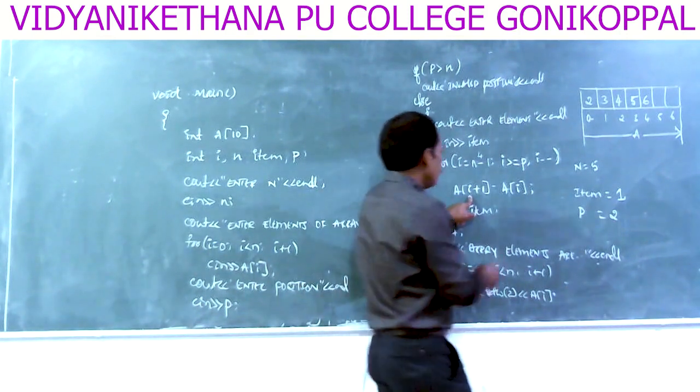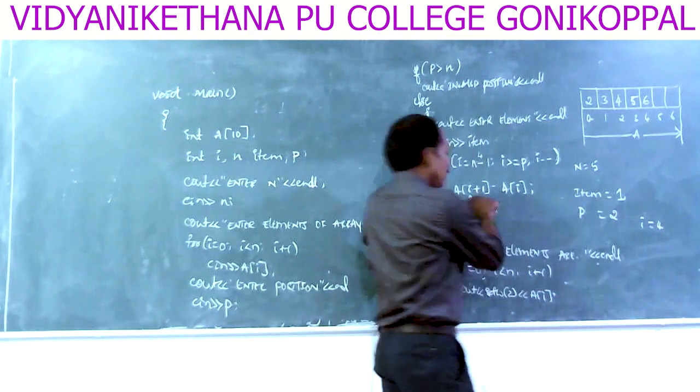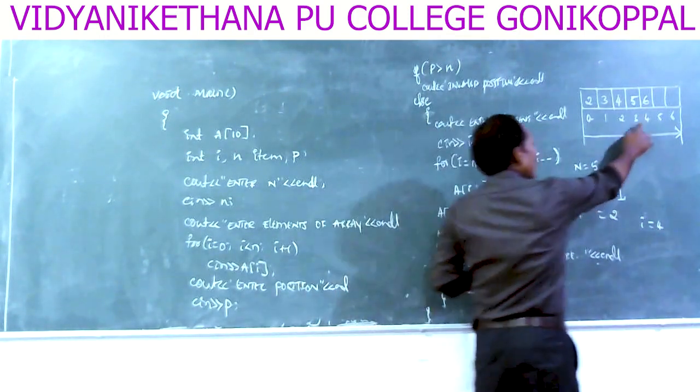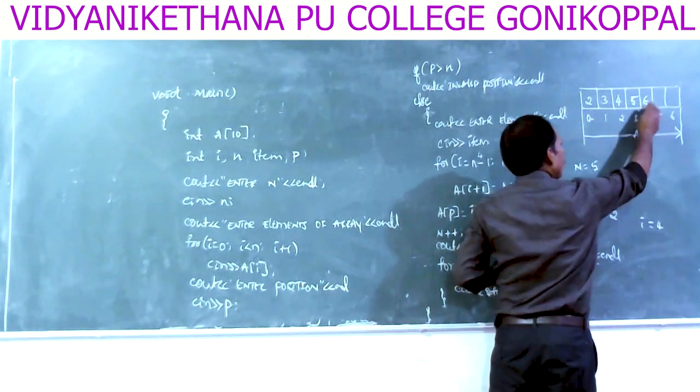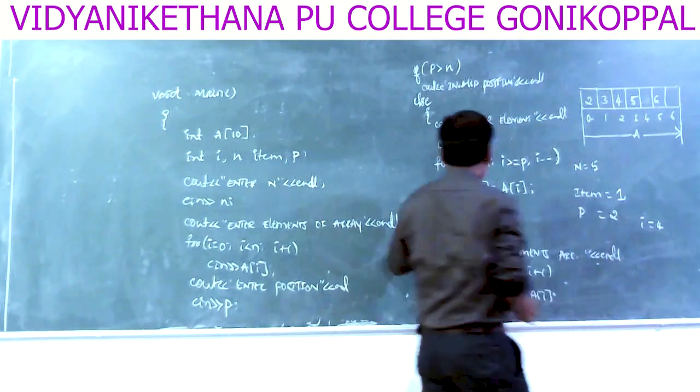So what is I? You can see here I is 4. I plus 1 will be 5. So now 4 and 5. At 4 we have element 6. At 5 we don't have anything. So this 6 will be copied. So that's what we do.